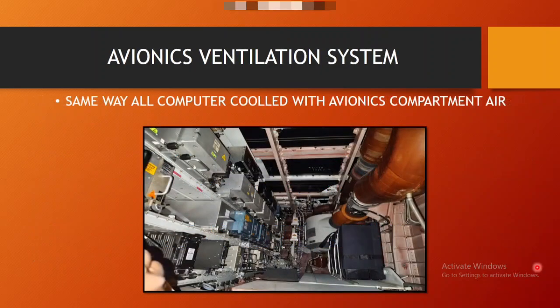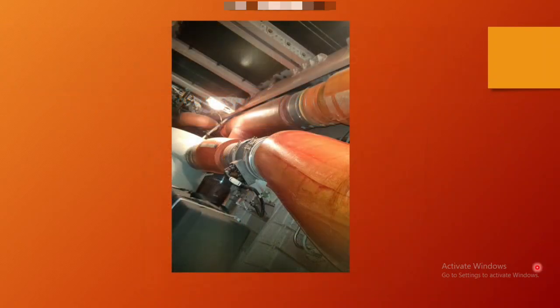Overall, the cooling mechanism is almost the same for every computer, because there is a 90VU, 80VU. Most of the computers are available in this compartment as well as in the cockpit. So the procedure is the same, the ventilation system is the same. If you see, I'll play this video and you will understand.